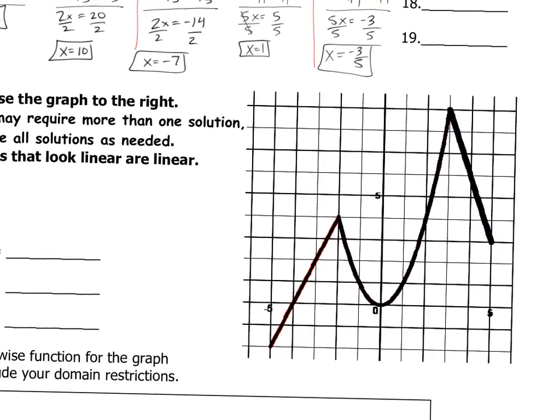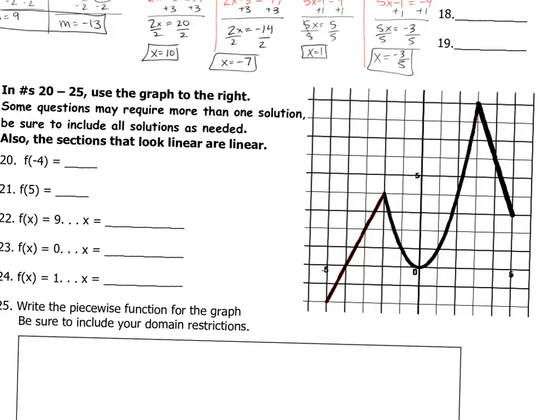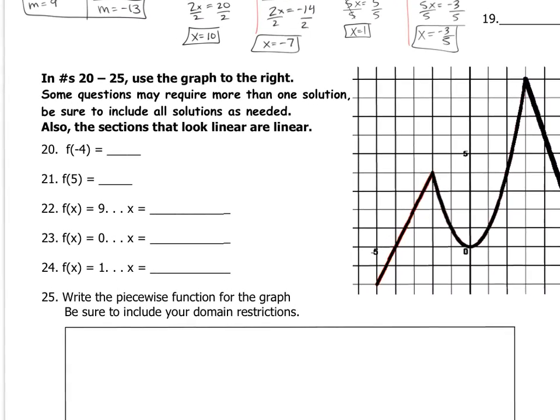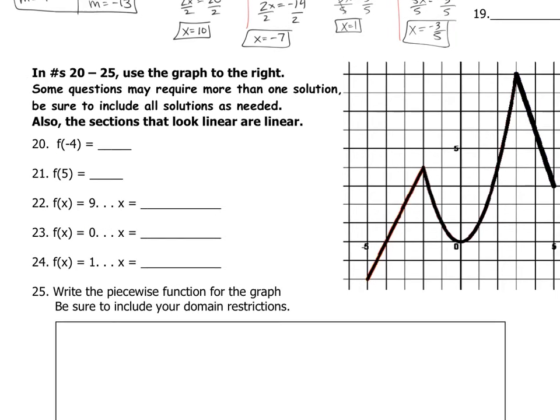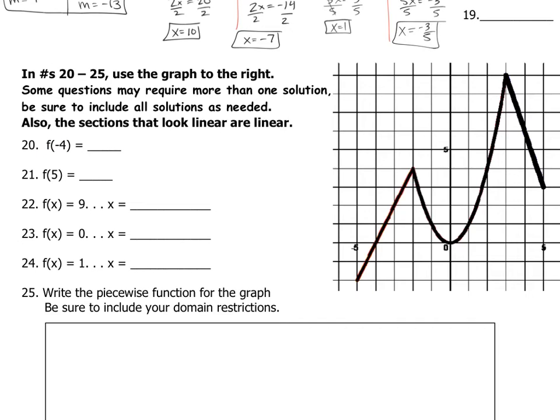For the next piece, we're working with a piecewise function. Before we graph the piecewise function, let's go ahead and attack these problems and see what we get when we plug in these values. For number 20, remember, this is usually f of x, and f of x is equal to y. So whatever is inside the parenthesis represents the x, and whatever that whole thing equals is my y. So if the x is negative 4, I'm basically asking what is the y.